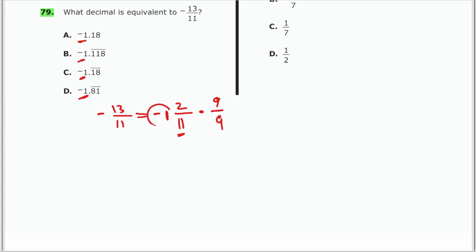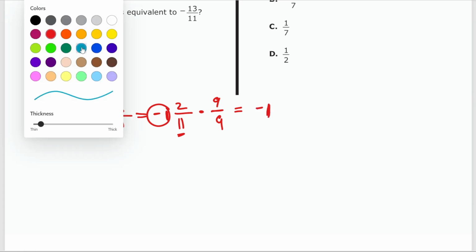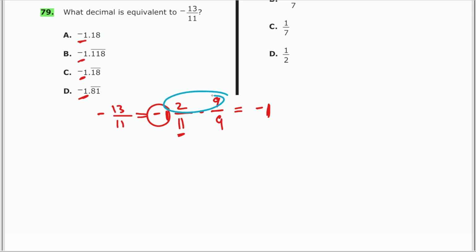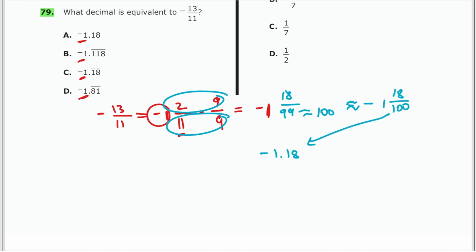Of course, we're not touching the integer itself, so it's staying as negative 1. Now let me change the color just to make it more visible. So I'm multiplying these two guys, so it's 18, and I'm multiplying these two guys, it's 99. So it is very close, therefore, if you're going to turn this into a decimal, to negative 1.18, right? Because this is super close to 100. So therefore, the whole answer is extremely close to negative 1 and 18 over 100, which of course translates into negative 1.18, but not quite.